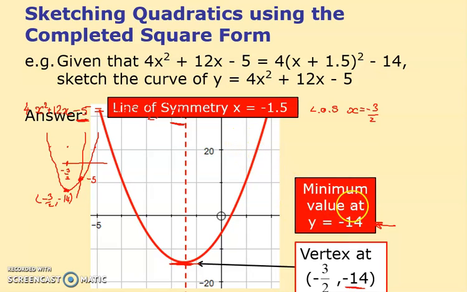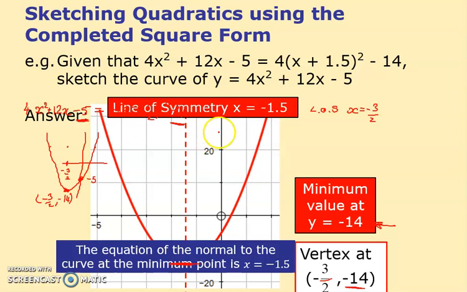And I've even seen that asked. I mean, a bit like this, the minimum value is really trying to get you to say what the vertex information is. But I've even seen that asked by, what is the equation of the normal to the curve at the minimum point?